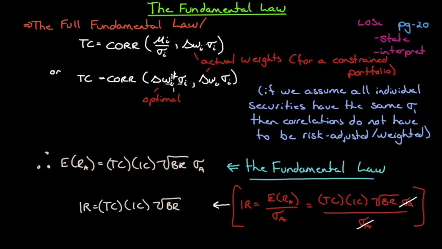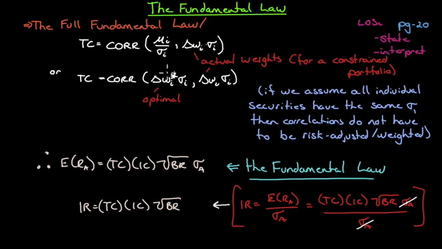When we talk about optimal weights, if we can use optimal weights, we're talking about an unconstrained portfolio. Nothing is constraining us from using those weights. So our correlation would be 1 for an unconstrained portfolio. But in the real world, most portfolios are constrained, so that the actual weights will not equal the optimal weights.